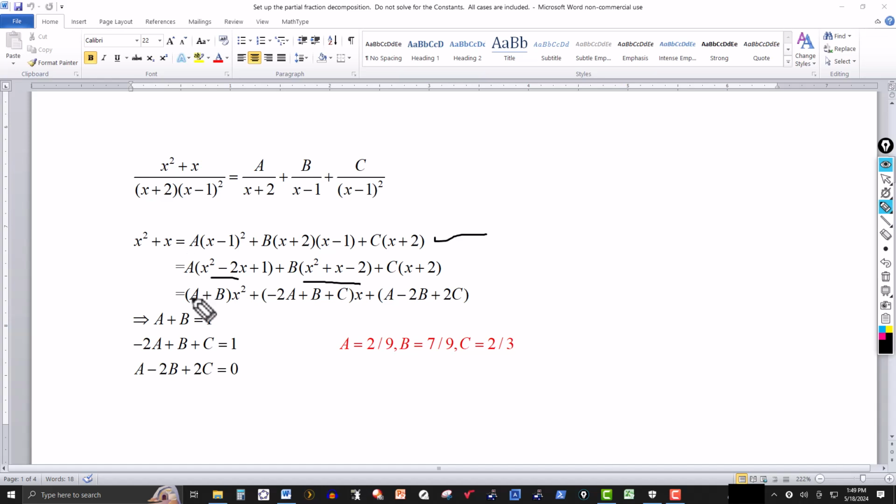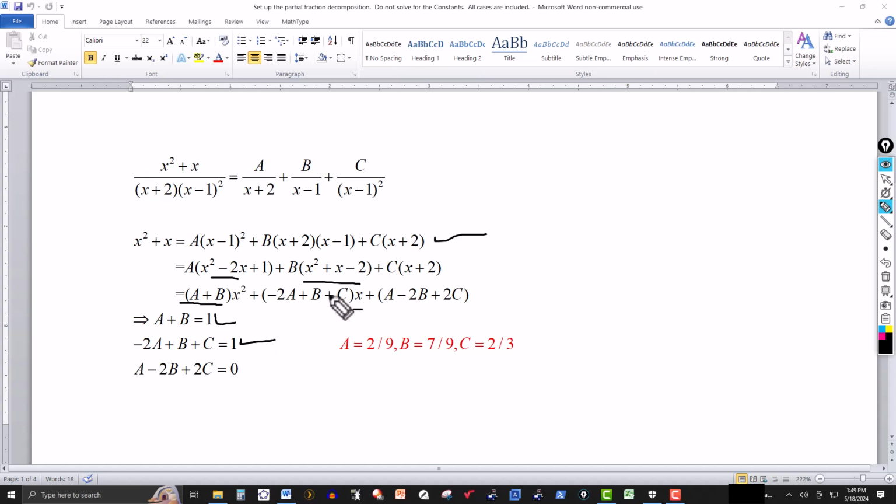You treat this as an identity. So the coefficient of the x squared on the right side is a plus b. On the left side it's 1, so you have to equate them. This is an identity. a plus b has to equal the coefficient on the left side, which is 1. That's how we get this equation. And then collecting terms here, we have minus 2a plus b plus c. Collecting all the terms with an x, we get this. The coefficient on the left side, x has a coefficient of 1. That's how we get this equation.